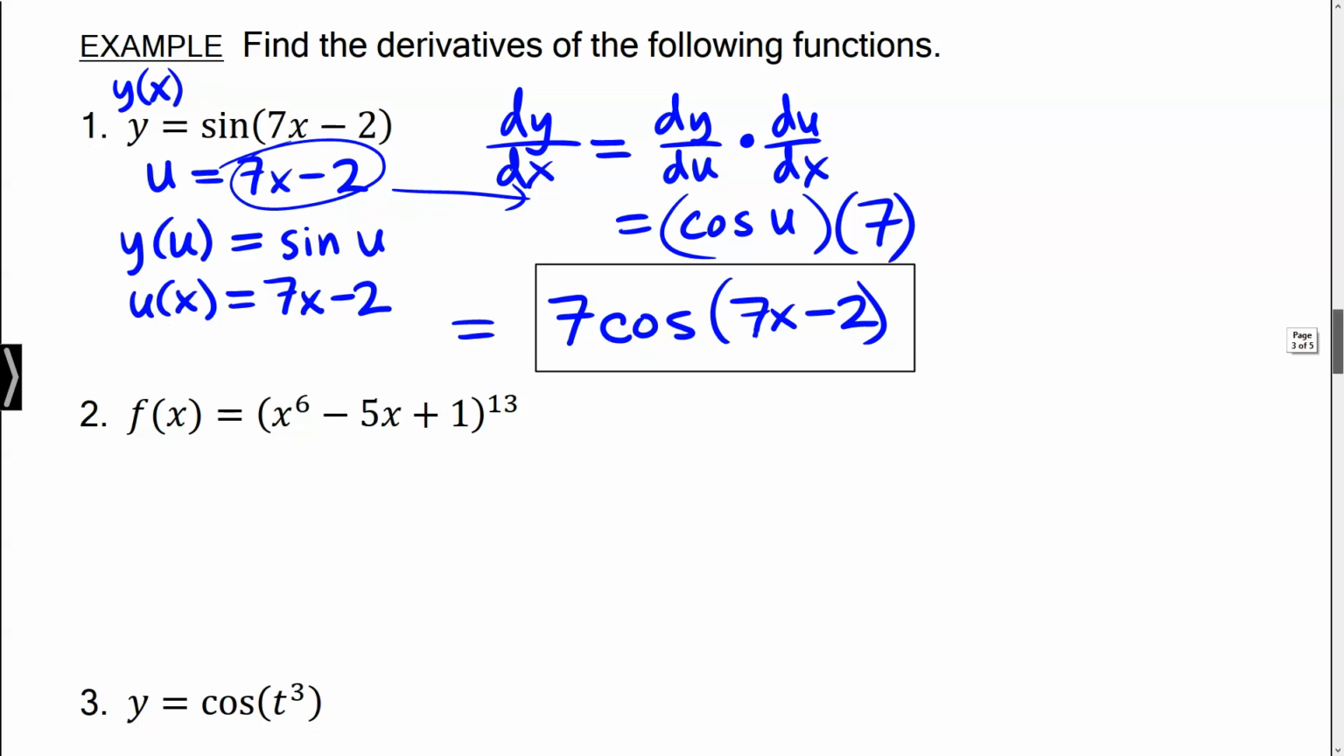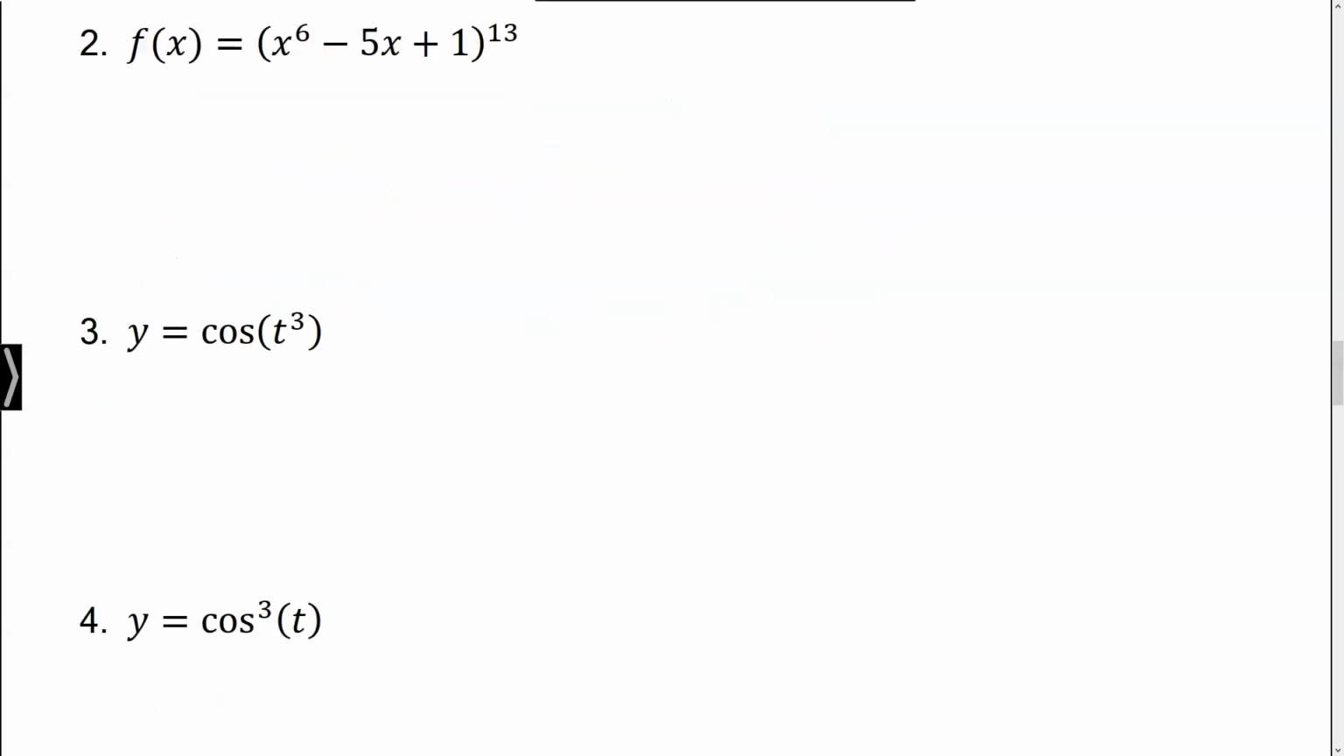Okay, moving on. Number 2. f of x is equal to (x to the 6th minus 5x plus 1) all to the 13th. All right. One thing to mention before we get into this is, in principle, I don't need the chain rule here. If I really wanted to put myself in pain, I could decide to multiply this all out, and keep multiplying until I eventually got this enormous, what would it be, 78th degree polynomial, x to the 78th plus whatever to the 77th, and so on.